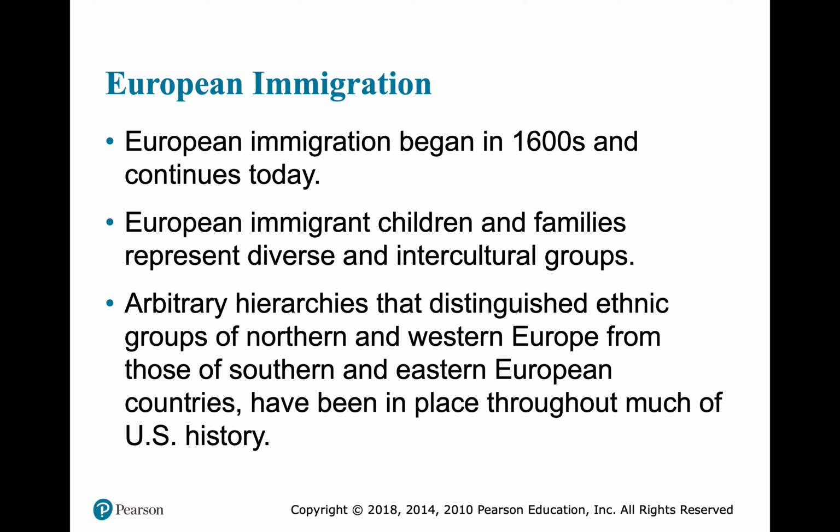Arbitrary hierarchies that distinguished old immigrants from new ones, or more specifically, that distinguished ethnic groups of Northern and Western Europe from those of Southern and Eastern European countries, have been in place throughout much of U.S. history. So you see those differences there. This discrimination was particularly prevalent during periodic mass migrations from certain European countries.